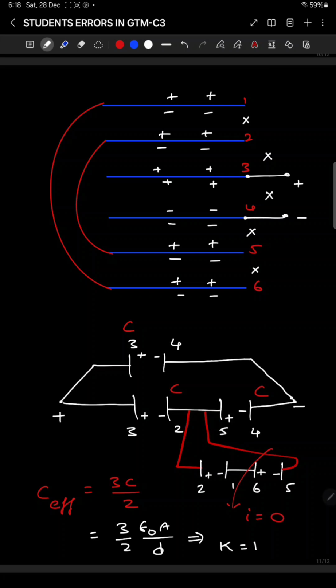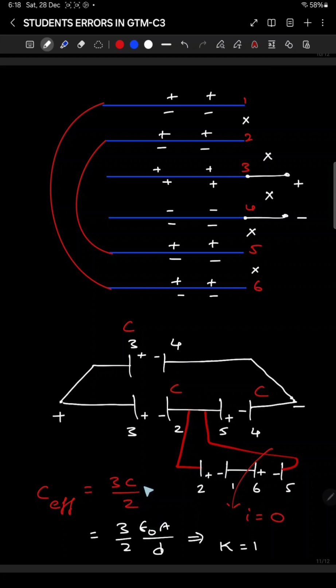If you observe carefully, 2 and 5 are connected to the same point, so potential is the same, there will be no current flow, here current flow will be 0. So these two capacitors are useless. Now these two are in series, formula C by 2. And it is parallel, C plus C by 2, 3C by 2.